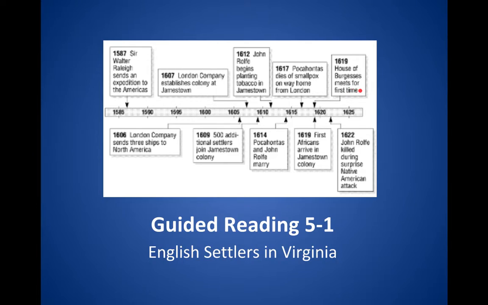Also in 1619, the House of Burgesses meets for the first time, and we'll talk about that. That's going to be in your questions to be able to answer. The House of Burgesses. It's a form of government. First meet for the first time in 1619. And in 1622, John Rolfe was killed during a surprise Native American attack. So that was the end for John Rolfe in 1622. So pretty much everything in this timeline is going to be covered in this guided reading for today, 5-1, and it's going to be on the English settlers in Virginia.